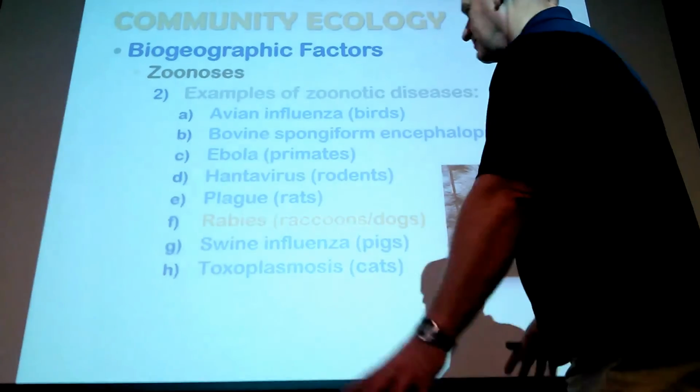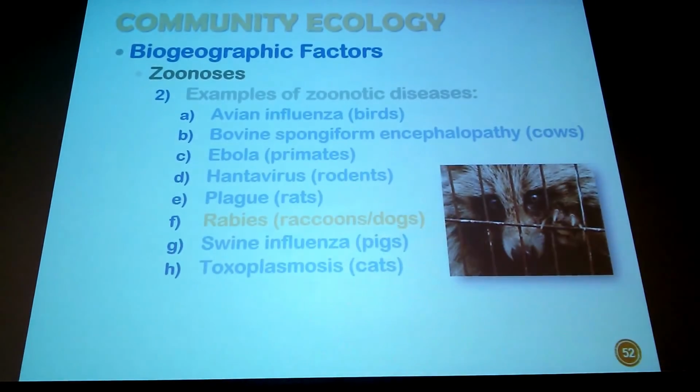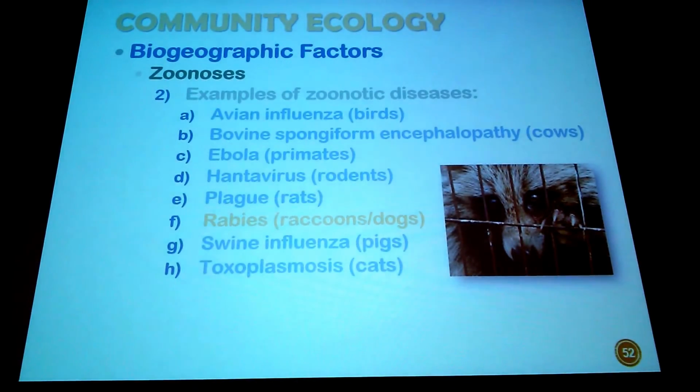Yes. Okay, so I'm not going to spend a lot of time letting you write this down. It's on Blackboard. Avian influenza, birds. Bovine spongiform encephalopathy in cows. What's that otherwise known as? Mad cow disease, or sometimes just BSE. Ebola in primates, like you mentioned, that is one here. Hantavirus in rodents, this is something we get out here in the West.